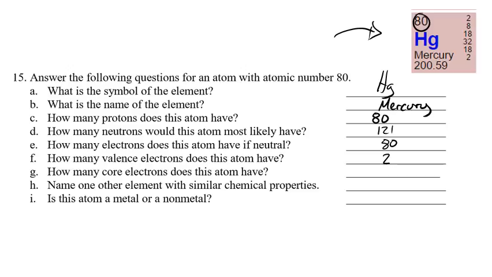Anyway, all of our transition metals have 2 valence electrons. As far as core electrons go, take your total number of 80 minus 2, which is 78 core electrons. Another element with similar chemical properties would be anything in the same group as mercury. It could be zinc or cadmium. Is this a metal or non-metal? It's a metal. It's on the middle left side, definitely on the left of the metalloid staircase.